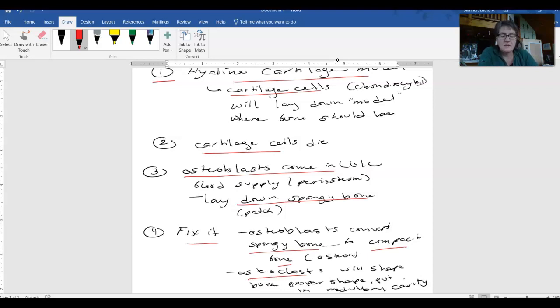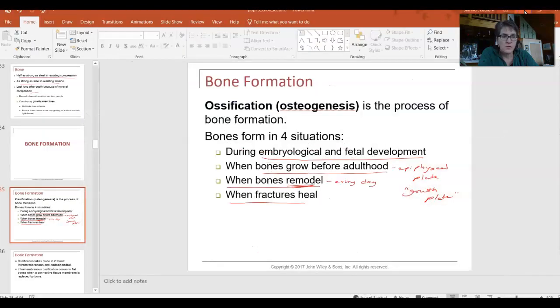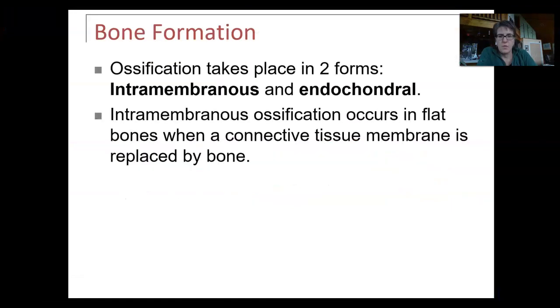We will see this pattern in all of our future bone activities. All right, so we are only going to be talking about long bone growth. Long bone growth is endochondral ossification.